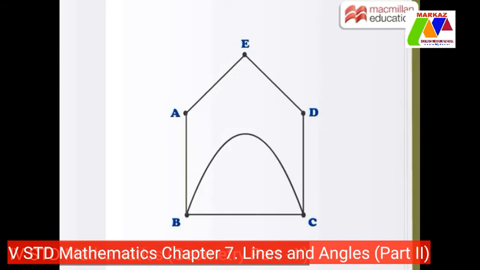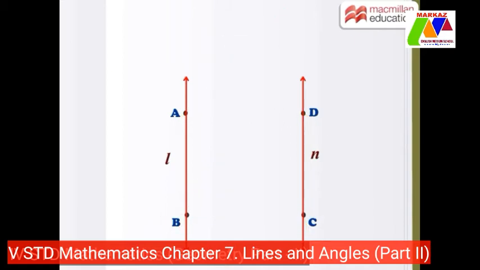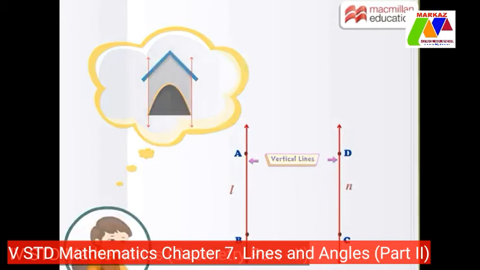Monu, this figure actually comprises many lines. Let me tell you how. Remember, these line segments are a part of lines. Let's now name these lines using small letters. Notice, the lines which are drawn in a top-down manner are called vertical lines. Look, these walls when extended infinitely will become vertical lines.